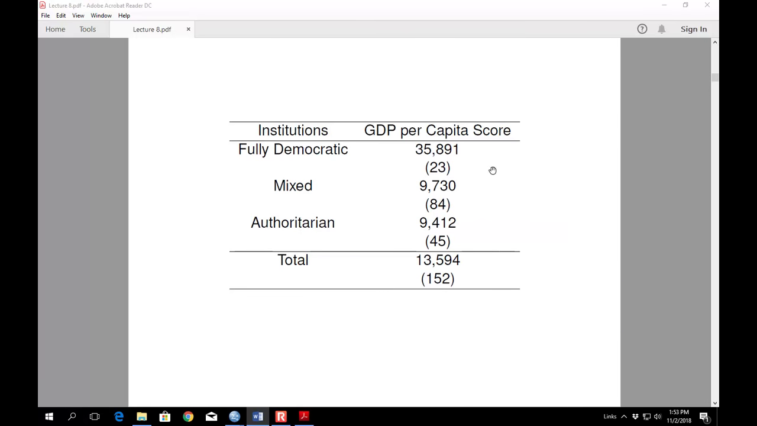The mean for fully democratic countries was 35,891, which is much greater than the mean for mixed countries and authoritarian countries. The mean for fully democratic countries was 35,831, which is much greater than the mean of all countries. The mean for mixed countries, 9,730, and for authoritarian countries, 9,412, are both much less than the mean for all countries, 13,594.